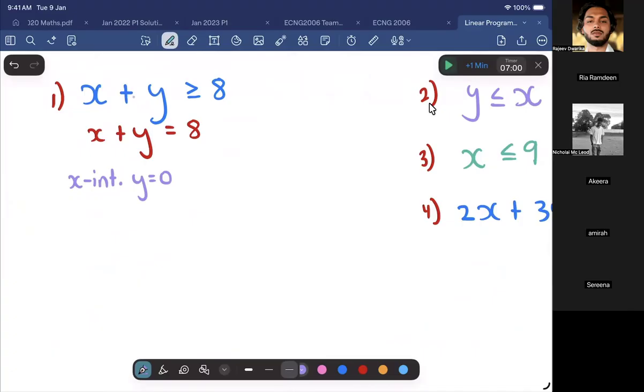So Ria, anywhere that I see y over here, what am I going to write instead? Zero. Right? Because y is 0 for the x-intercept. So I'm going to write x plus what? Instead of y, writing 0: x plus 0 equals 8. What is x plus 0? x, right?